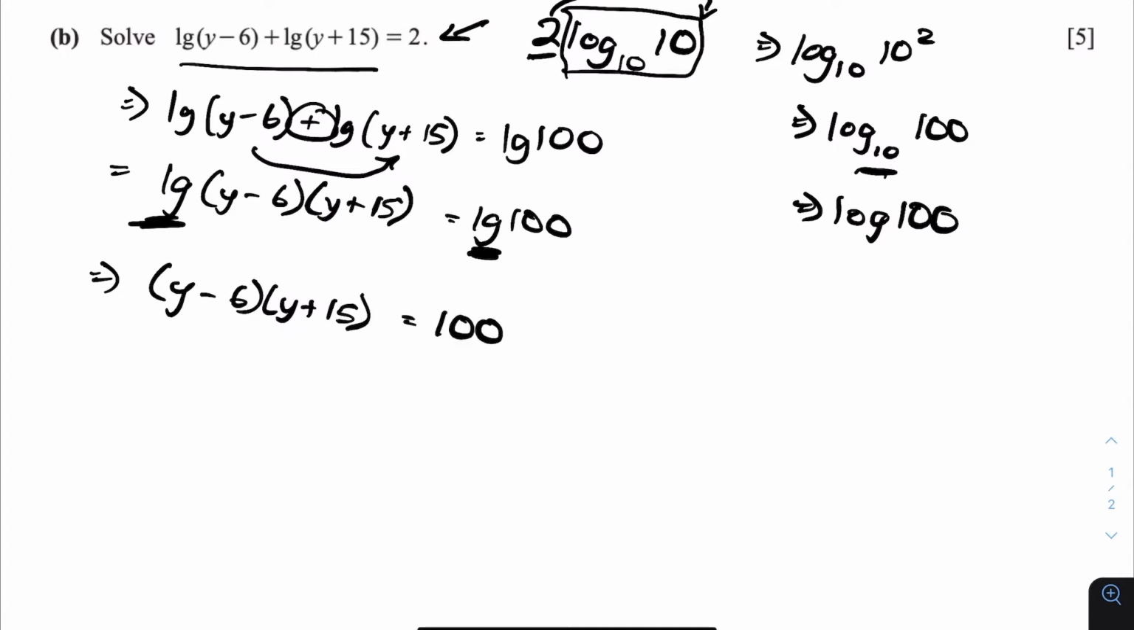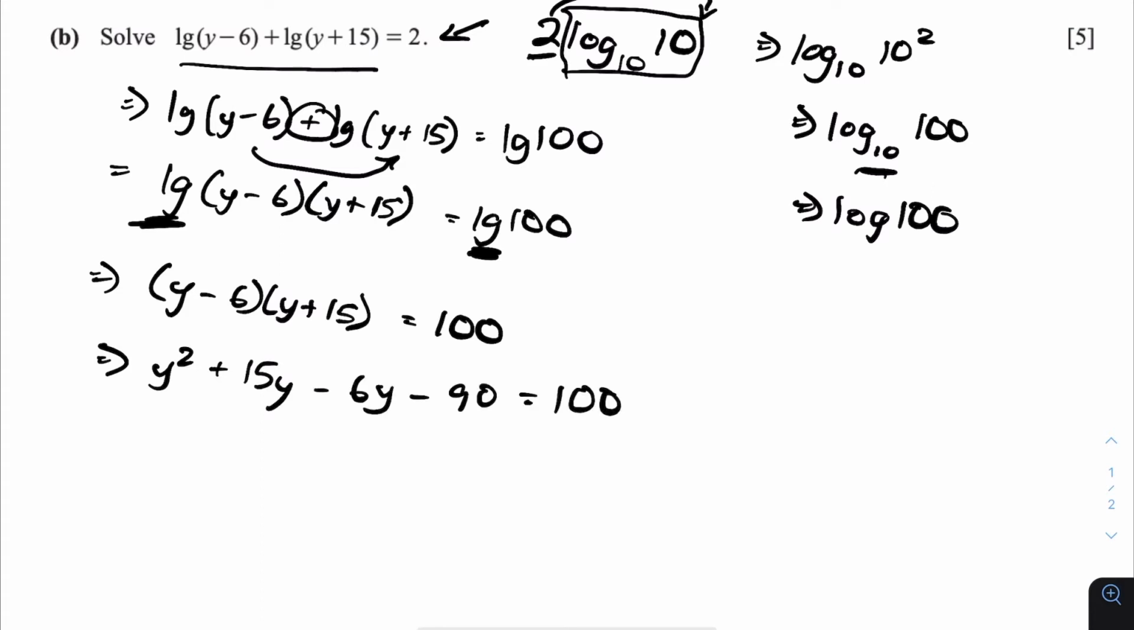And we can see that this is going to turn out to be a quadratic. So let's simplify it by expanding the brackets. y squared plus 15y minus 6y minus 90 is equal to 100. And we can rewrite this quadratic as y squared plus 9y minus 190, which is equal to 0.